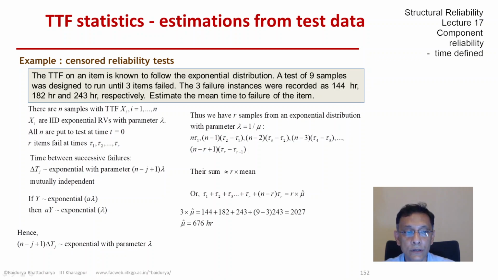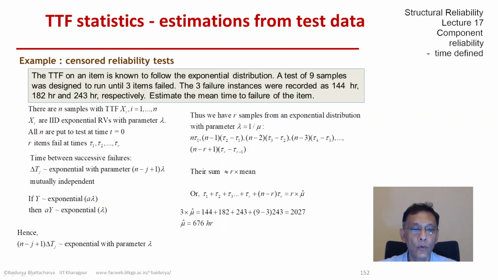So this is quite good. What we did was we just had 3 failures and 3 recorded instances. We started with 9 samples. We did not wait for all 9 of them to fail, and because we knew that the time to failure is exponential for each of them, we were able to go through the mathematics and come up with a good estimate of the mean time to failure.